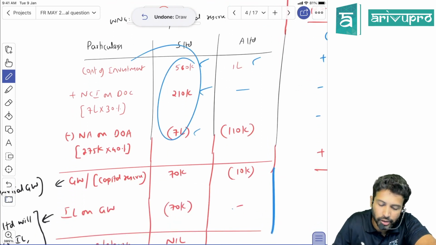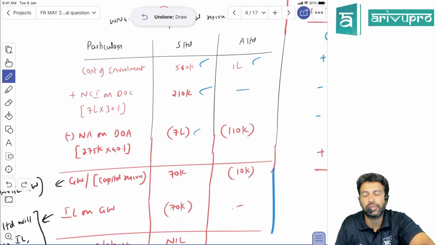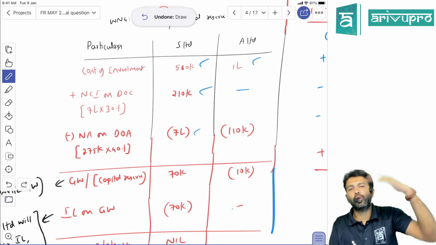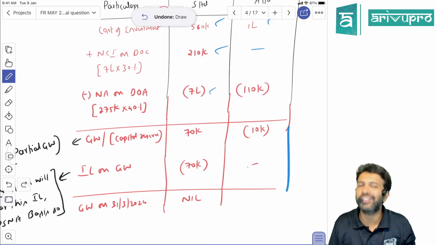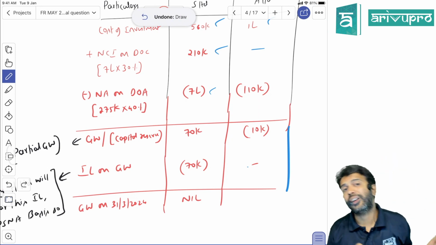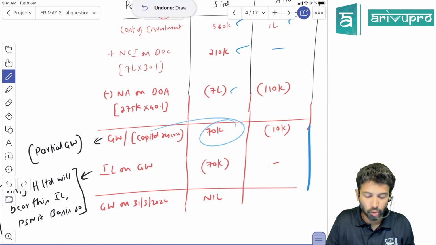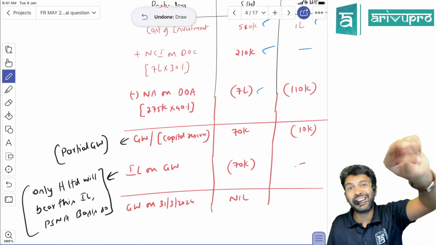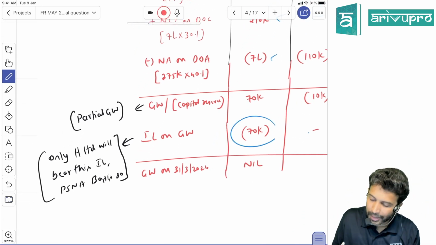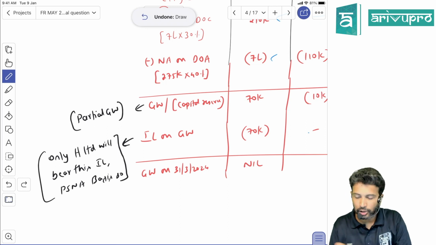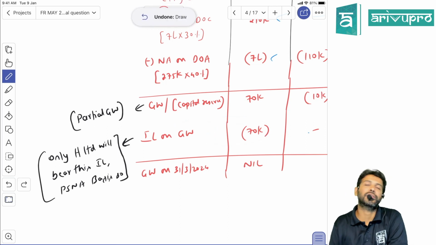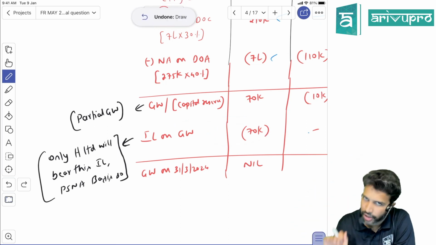So doing all this, you will get goodwill on the date of control of subsidiary company, which is 70,000. They told in the question goodwill is fully impaired. So impairment loss is 70,000. So goodwill closing balance is 0. Since NCI was valued under PSNA basis, this particular goodwill is a partial goodwill, meaning it's only parent's share of goodwill and only parent will bear this impairment loss. That's what I've clearly told over here. NCI will not have any bearing towards this impairment loss of 70,000. So subsidiary's calculation is done.